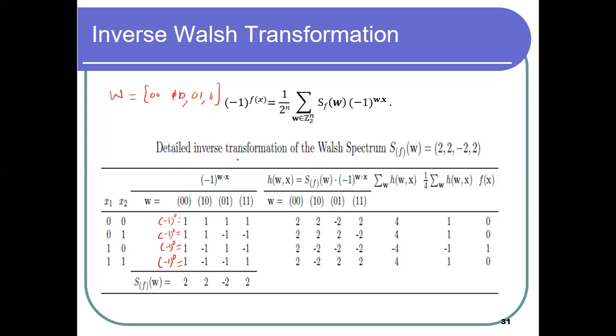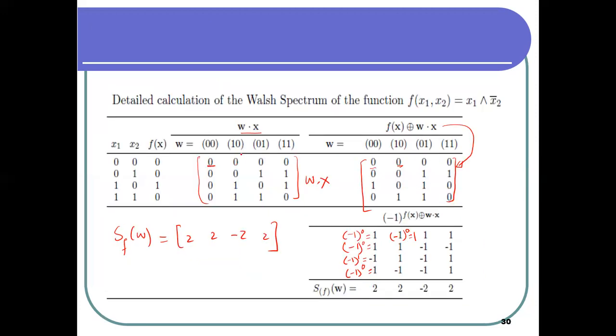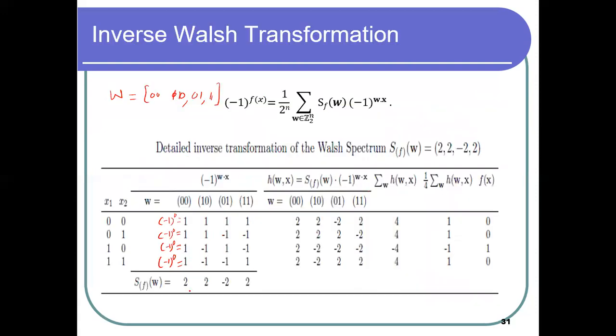So for the other one, minus 1 to the power 0, minus 1 to the power 0, then minus 1 to the power 1, minus 1 to the power 1. So in that case, I get minus 1, minus 1. In that case, if you can see this one, this is my Walsh spectrum, and my Walsh spectrum values are 2, 2, minus 2, and 2 from the previous example. Here you can see I just take these from my previous example.